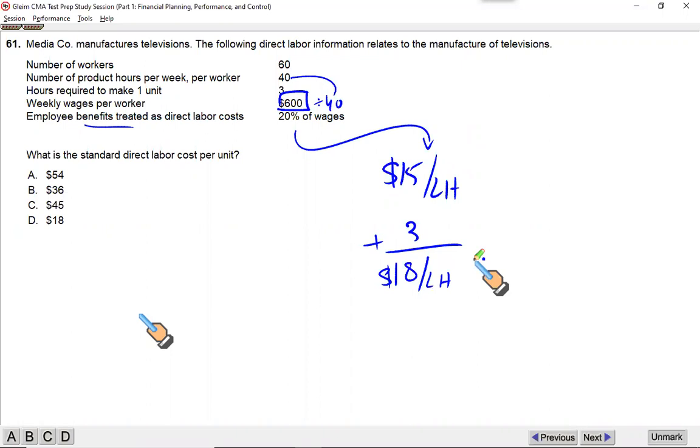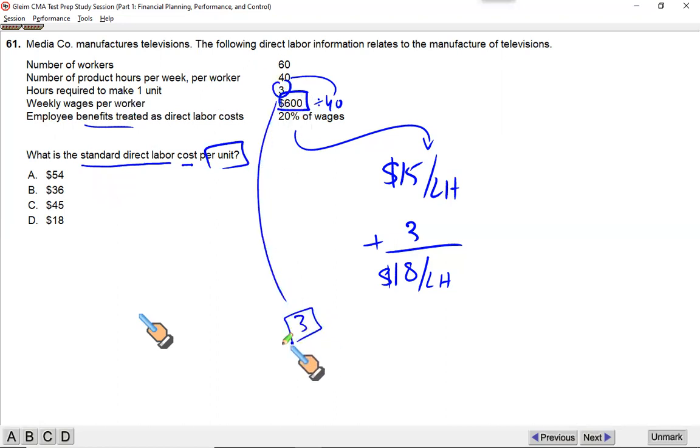That's the answer. But look at the requirement. What is the standard labor cost per unit? Hours required to make 1 unit: each unit requires 3 labor hours, and each labor hour costs us $18. That means 18 times 3, 54. $54 would be the standard labor cost. Yes, Afzal, you can work around in another way. This is perfectly fine. It works the same, one way or the other. So you can craft a quicker way for yourself. I am perfectly happy with it. So you got your answer, it's A.